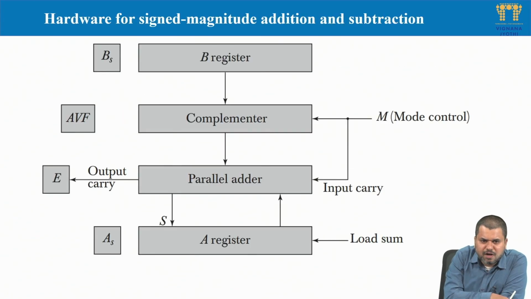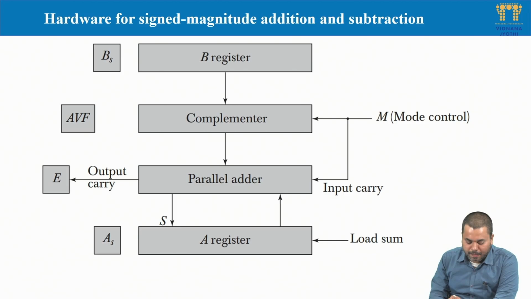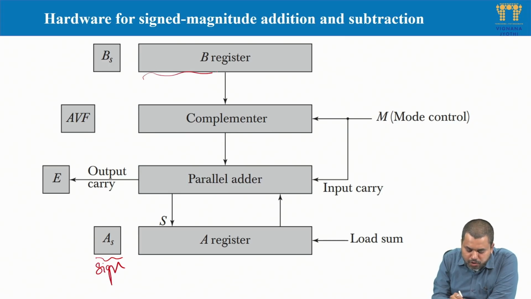So let us see what the hardware is. This is the hardware for implementing sign magnitude addition and subtraction. One of the inputs is in the A register. In sign magnitude form we store the sign separately and the magnitude separately. The magnitude of one number is stored in A and the sign bit is stored in AS. Similarly, we have another input stored in the B register, and its sign is stored in BS. The next thing is the complementer.